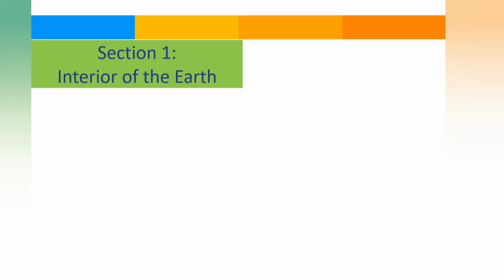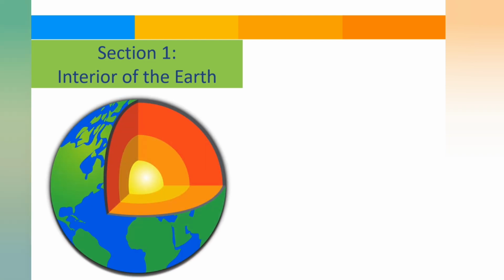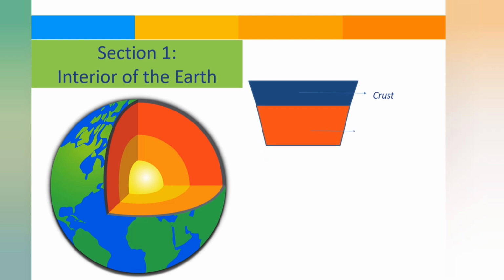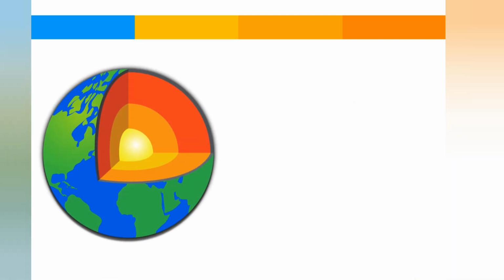So here we have section 1. Now the first layer is called the crust. The second layer is called the mantle. Then we have the third layer, which is called the outer core, and then finally the inner core. Let us see the interior of the earth in detail.